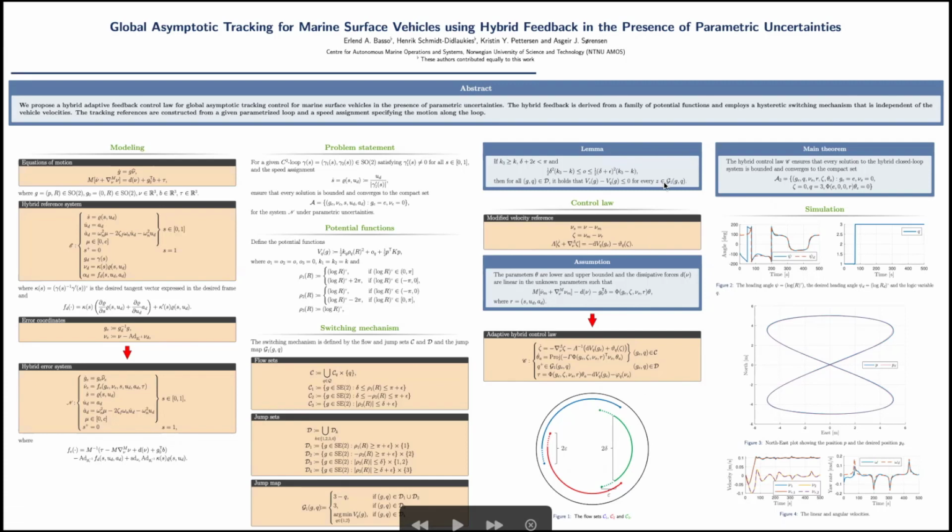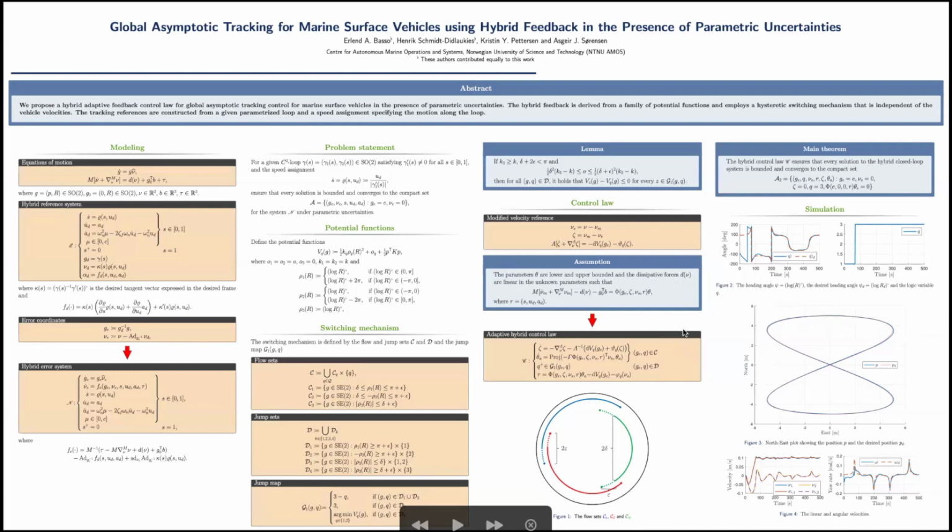The following lemma then constrains the offset O and gains K3 and K such that the change in the potential functions over jumps are non-positive. Then, by defining the modified velocity error nu s and the modified velocity reference nu m through this differential equation, where lambda is a gain matrix, and y theta is a strictly passive function, and now assuming that the unknown model parameters are lower and upper bounded and that the drag forces are linear in the parameters, we propose the following adaptive hybrid control law.